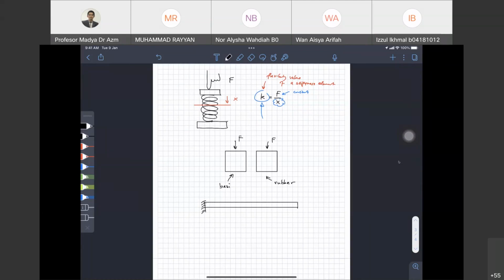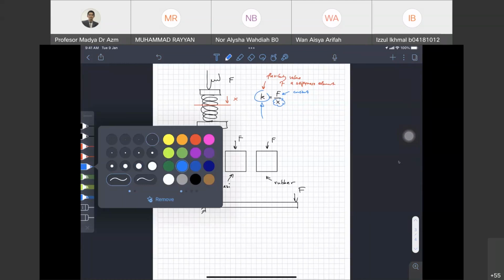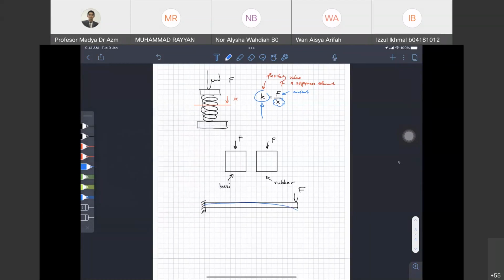Kita ada beam. Kalau kita bagi force dekat ujung, makna dia akan deflect. Ujung tu. Kalau panjang dia L, makna dekat ujung ni kita ada formula dia. So kita dapat K, stiffness constant dia adalah 3EI over L to the power of 3.